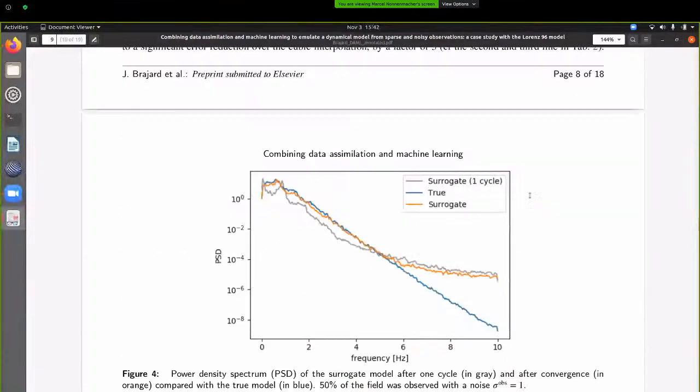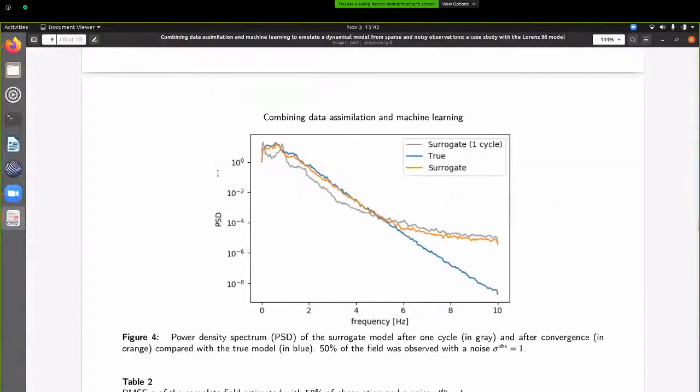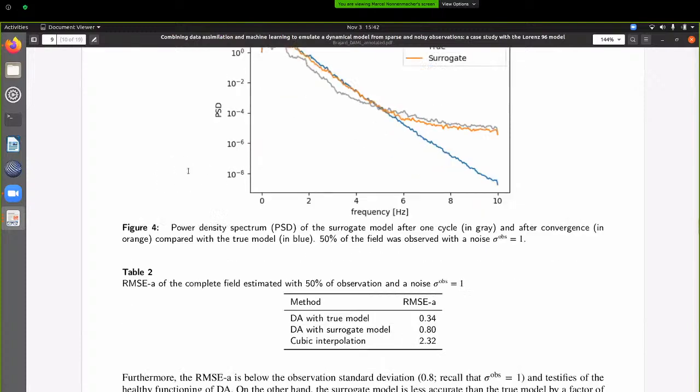So these are the dynamics. One thing to then look at is the power density spectrum, after the first and after the final cycle, so the first is in gray, the final cycle is in orange. And apart from the high frequency stuff, which they never get, the stuff below roughly 6 hertz, they get very well. So the climate is somewhat preserved.